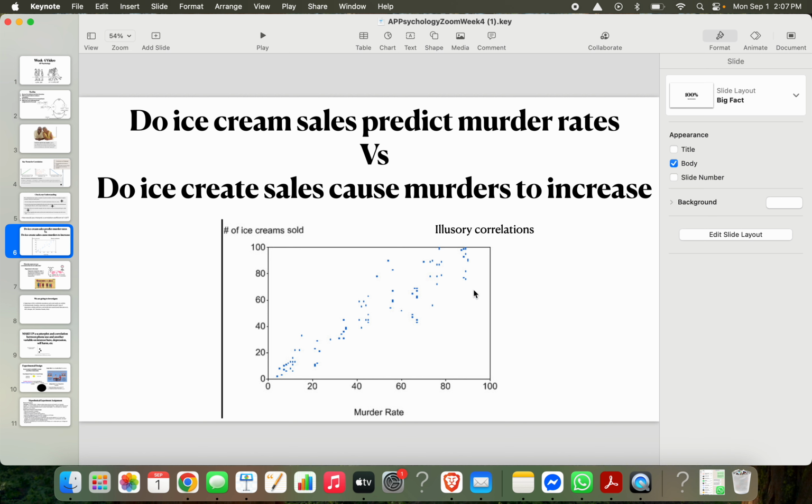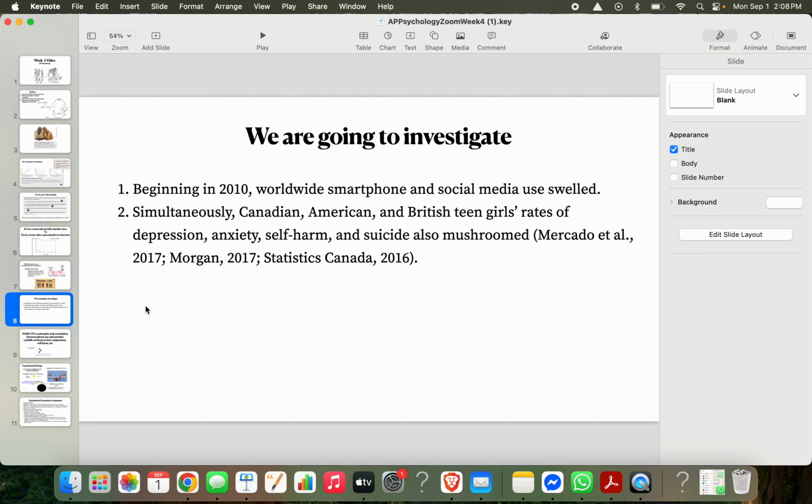All right, another one just to make sure we get these illusory correlations one last time. Murder rate goes up as the number of ice creams sold goes up, right? It doesn't mean that ice cream sales are causing the murder rate, or the murder rate is causing ice cream to be sold. Probably heat is the factor, right? The hotter it is, the more ice creams are sold, and the hotter it is, the closer people are, maybe the more irritated they are, and the more likely they are to kill. So that's illusory.